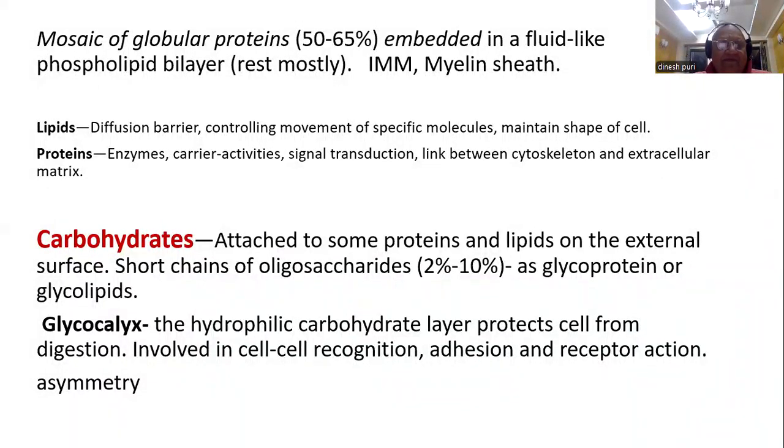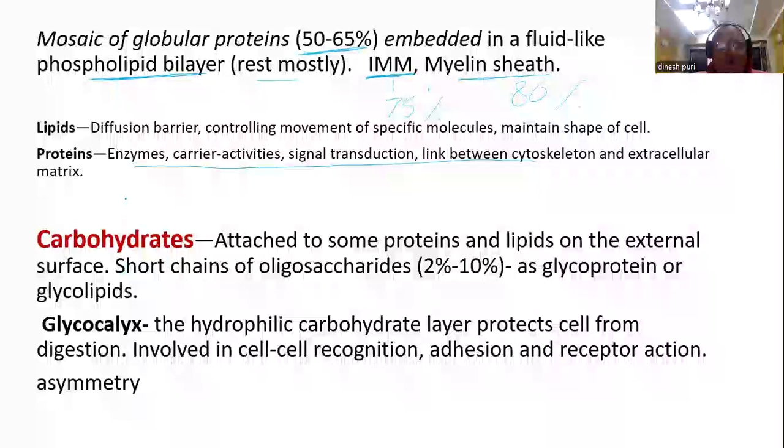So till now, we have done the mosaic of globular proteins. Proteins form this much percentage, and the rest is mostly phospholipid bilayer. Various types of lipids are there, but exceptions are there. Proteins perform specialized roles, all these. So wherever the metabolic activity is more, for example, in the inner mitochondrial membrane, protein may account for up to 75%. And in the myelin sheath, up to 80% can be lipids.